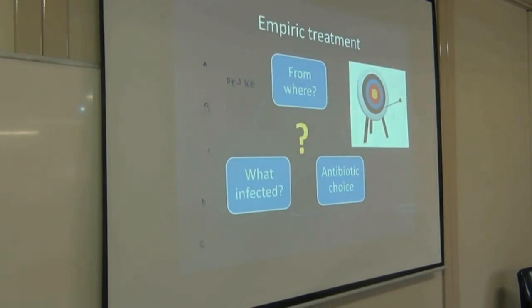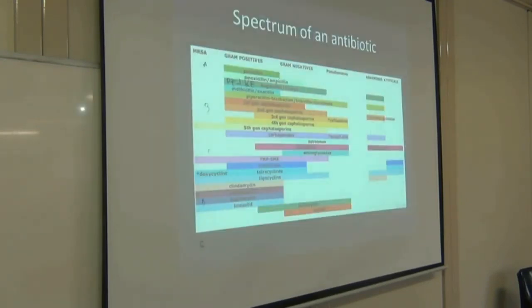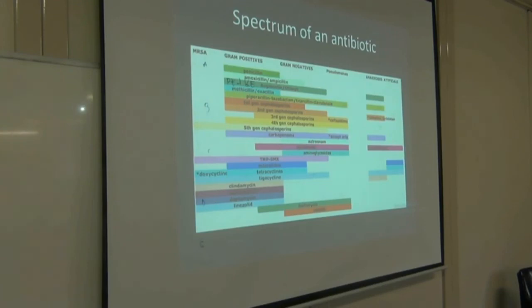So with empiric treatment, you know where did they get it, what part of the body is infected, and that will be the choice that you are making. Okay. So there, you will look what is the most likely organism, is it gram-positive or negative, anaerobes, and then you choose your antibiotic based on the spectrum that they are covering.